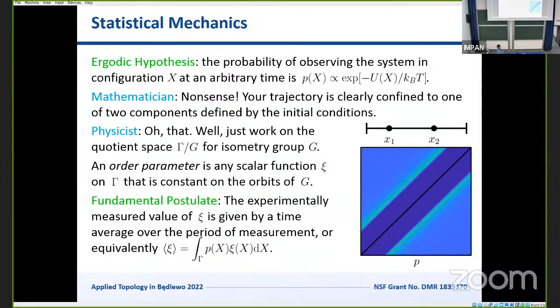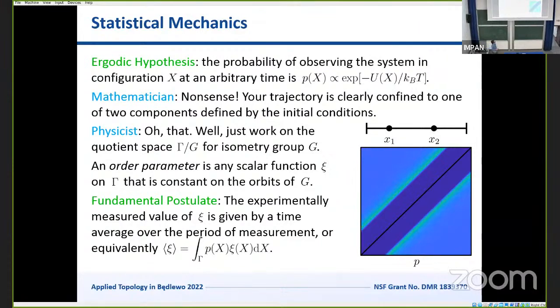But the time average property, right? If I look at the value of xi along my trajectory and I take the time average, I will get out an identical number if I take this average, this expectation value, over my entire configuration space. That is the fundamental postulate. It's axiomatic, right?